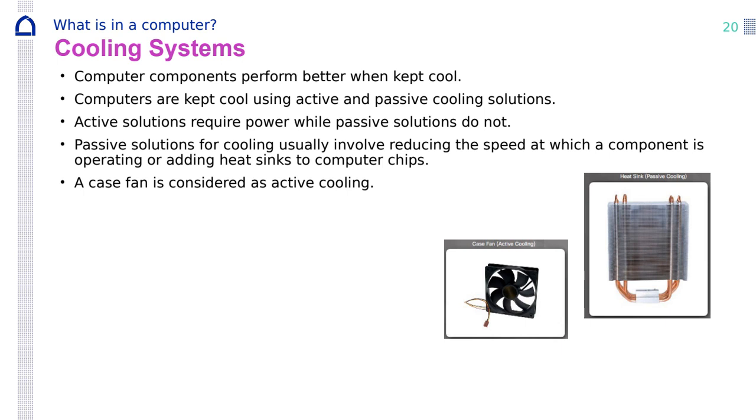And you have a cooling system. Why? Because your computer is running, so the CPU will become hot, or your graphic card will become hot. So you should have some sort of cooling system, like in the car. You have to make sure that your components are not very hot, because computer components perform better when they are kept cool. And computers are kept cool using active and passive cooling solutions.